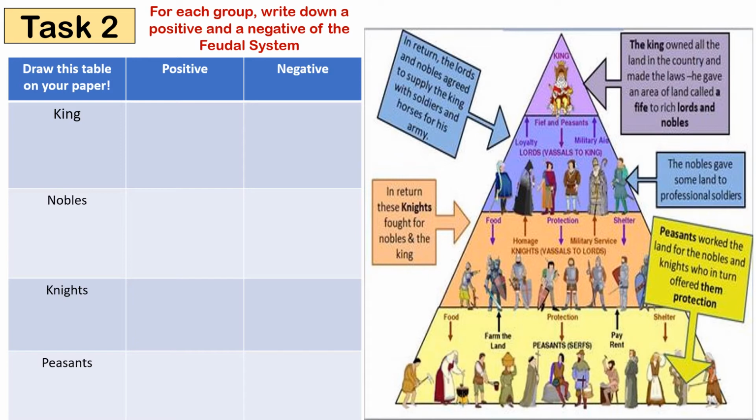The nobles gave some land to professional soldiers. So the professional soldiers would be third in this hierarchy. So in return, these knights, so that's another word we can use for professional soldiers, they were knights. They fought for nobles and the king. And finally, on the bottom, we had peasants. They worked the land for the nobles and knights who in turn offered them protection. So everyone has some benefit here in the feudal system. The king is obviously at the very top making those laws. The peasants at the bottom, they don't get any land, but at least they are protected.